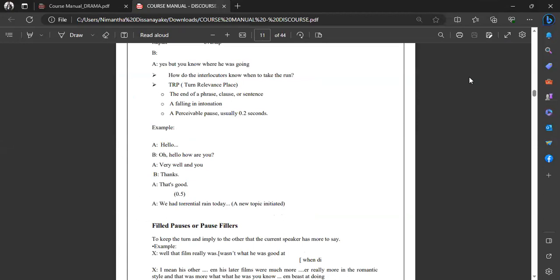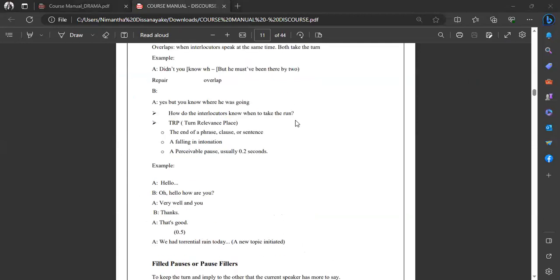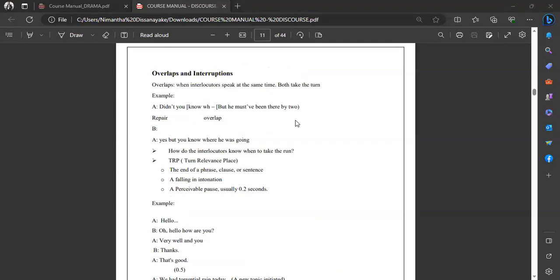Right. Someone is sharing the screen with the manual. Thank you very much for that. Okay. Can the others see it?